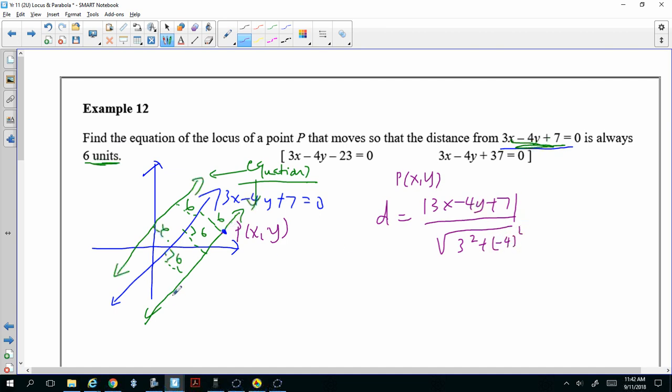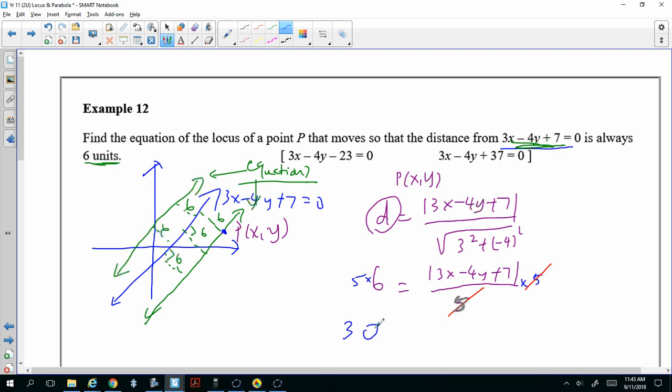And you get 3x minus 4y plus 7. If you use your calculator, you get 5 at the bottom. And then you multiply both sides by 5. So we get 30, with that absolute value of 3x minus 4y plus 7. Like that.